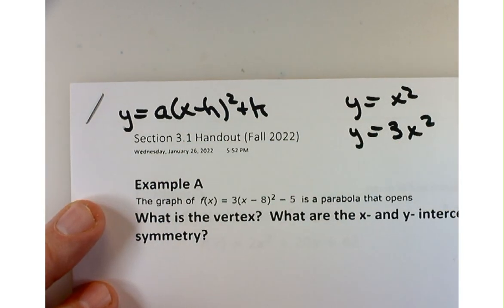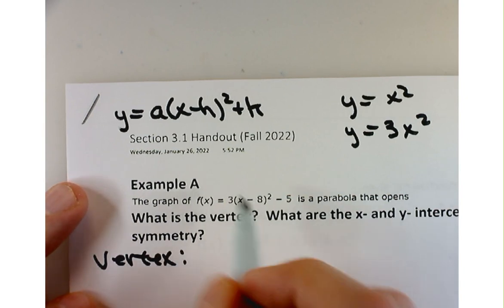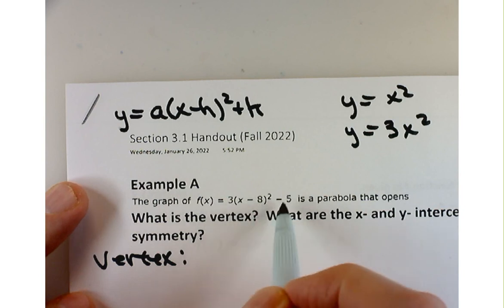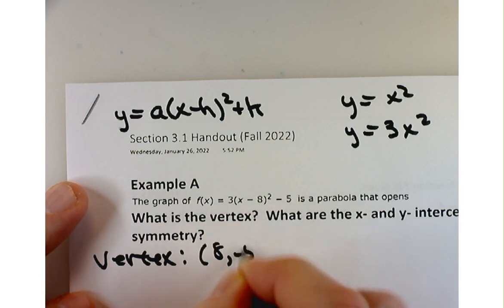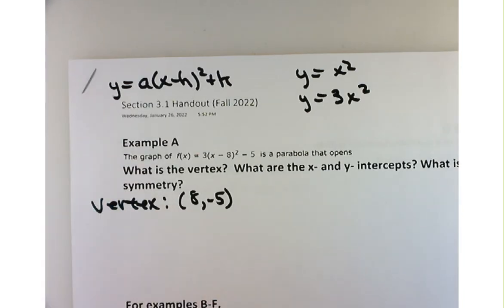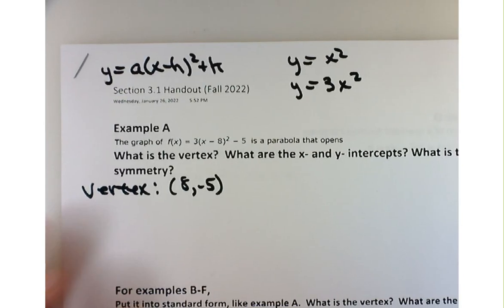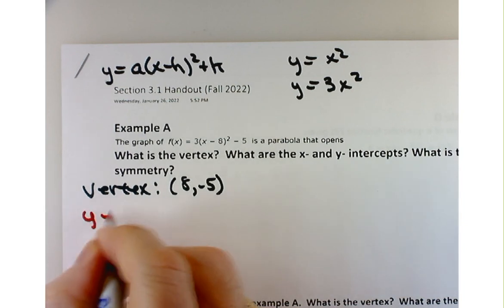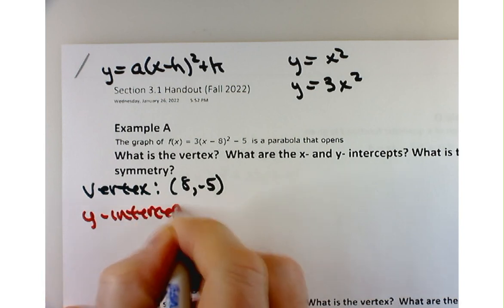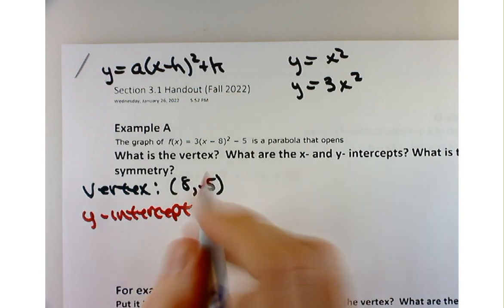H and k would be your vertex. So in this case, the vertex is at where? 8, negative 5. Perfect. 8, negative 5. That's your vertex. That's something that I hope you get comfortable just reading right off of the graph, or the equation, I should say. Let's start with the easy part. If you want to find the y-intercept, how are you going to do that? You want 0 for x. All right. Thank you, Hamza. So you're going to plug in 0 for x.